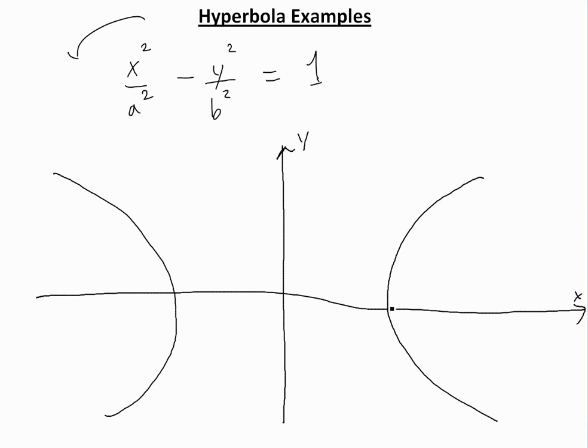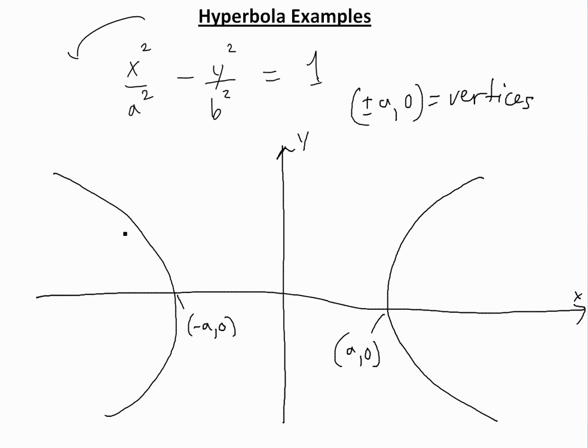You're going to have vertices right here. This one is (a, 0), and this one here is (negative a, 0). If you have plus or minus a and 0, these are the vertices.